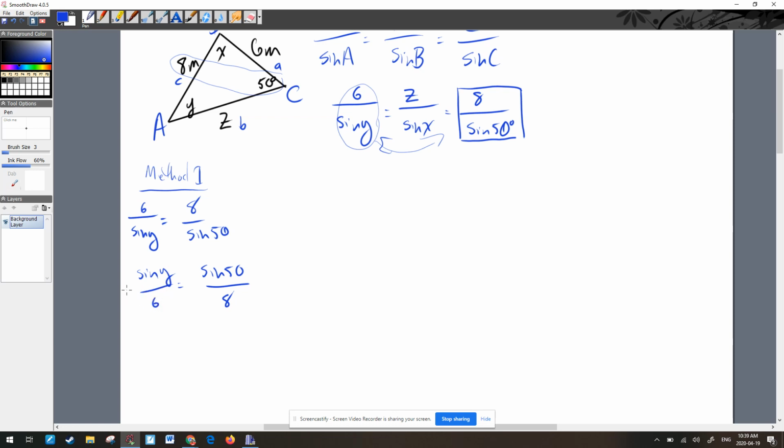So it's being divided by 6. The opposite operation is multiplication by 6. You're going to multiply both sides by 6. Those guys are going to go away. And then we're going to have that the sine of y is equal to all of this.